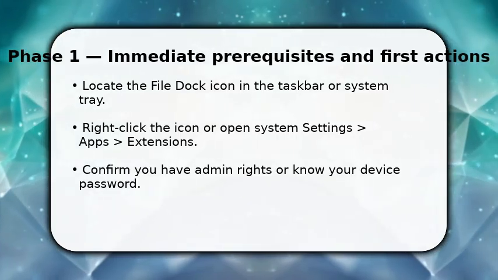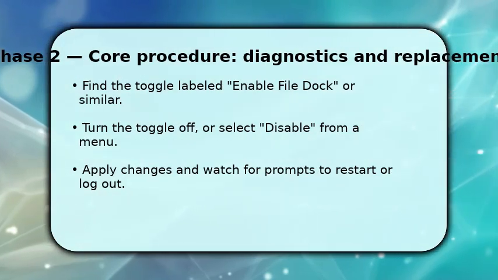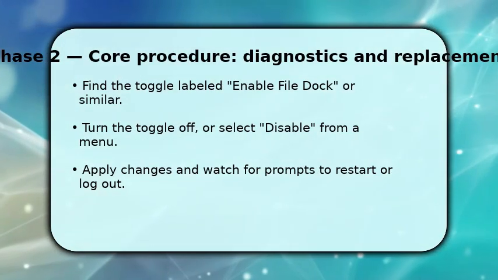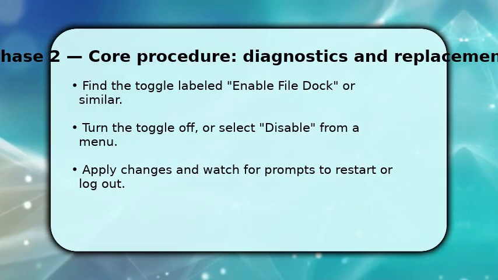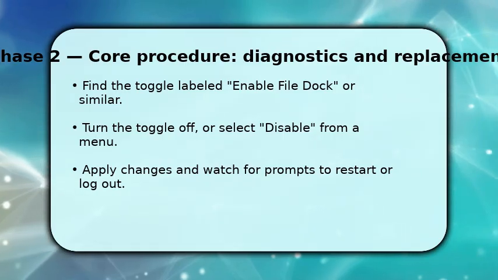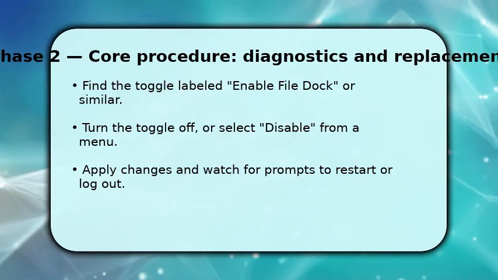You now focus on the specific control. Find the toggle labeled Enable File Dock or a Disable option, and switch it off. While you do this, pay attention to dependent controls. Some docks also manage shortcuts, auto-hide, or quick access pins, so uncheck those if you want a full shutdown.